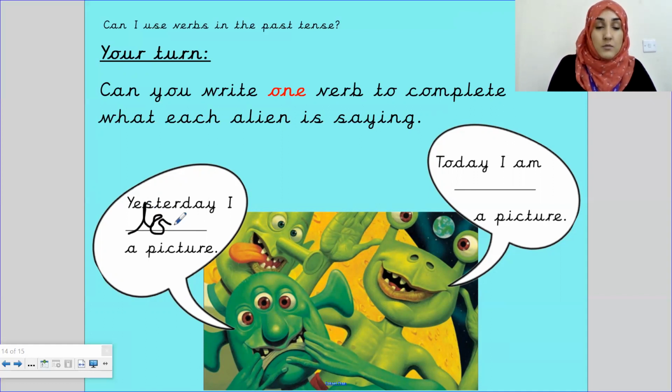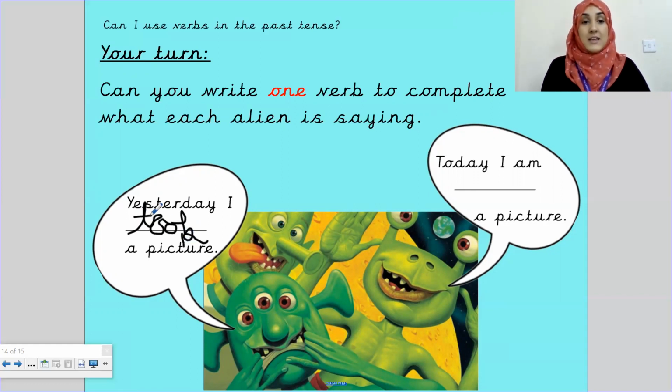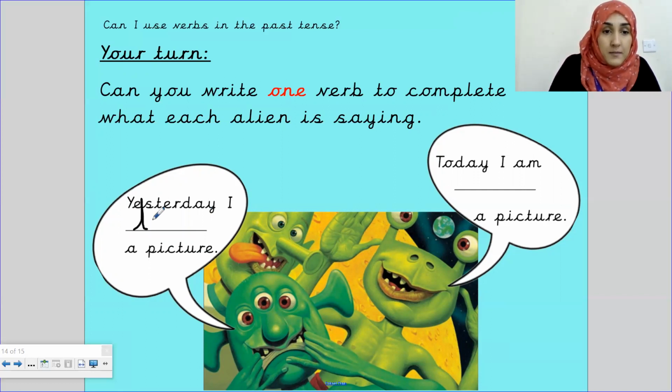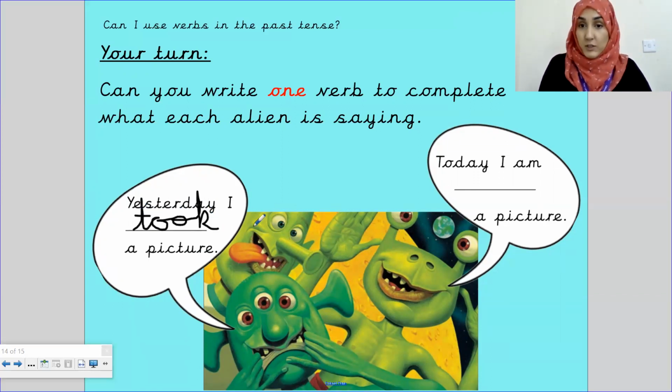Well done. Ooh, dodgy handwriting. Oh, that doesn't look anything like a K, kicking. Never mind. Yesterday, I took a picture. Let's try that again, actually, Maurice. I think I can do better writing than that. Super learners never give up. Yeah, you see? There we go. I'm much happier with that now. Yesterday, I took a picture.